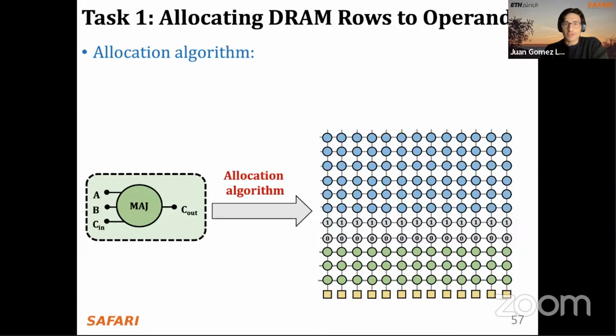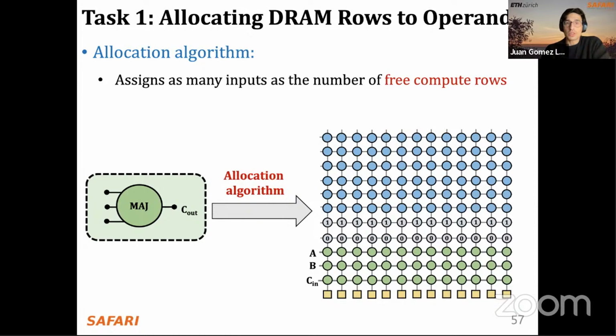Here we have a very simple and easy example of how we could do this. In this allocation algorithm, we start from a very simple circuit. In this case, it is just one majority operation that has 3 input operands, A, B, and C in. This is actually what we use to calculate the carry out in a bit serial addition. And this is a pretty simple thing because we only have 3 inputs, so we can directly allocate the 3 inputs to 3 of the compute rows, right? So this is essentially what the allocation algorithm does.